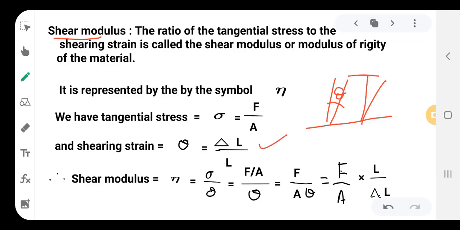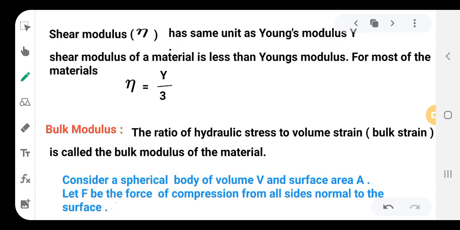So now shear modulus is the ratio of these two. Eta is equal to sigma upon theta, that is F upon A into L upon delta L, similar to the Young's modulus. For most materials, shear modulus eta is equal to Y by 3. It is one third of the Young's modulus for a given material. So the shear modulus of a material is less than the Young's modulus.